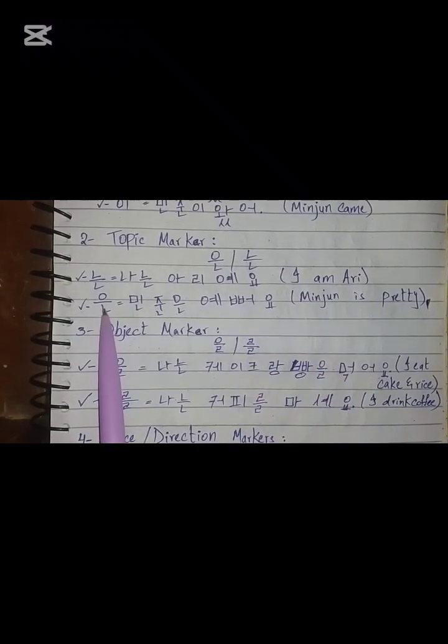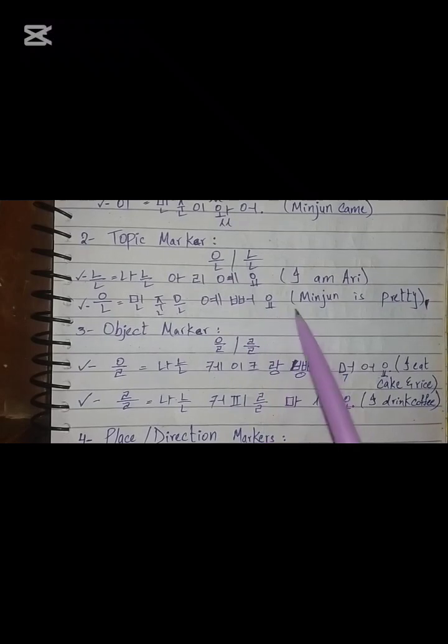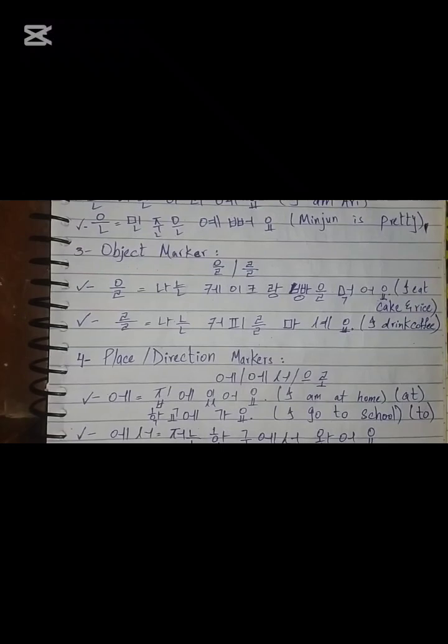Then the next one is 은, and whenever the word is ending with a consonant, like Minjun, we use 은. Minjun은 예뻐요, like Minjun is pretty. That's it. Now moving on to the object marker, we have just the basic two simple object markers.